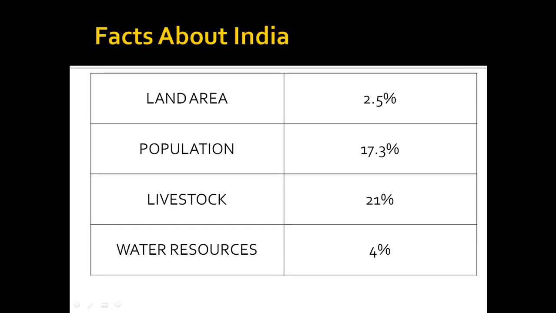Now we'll see some facts about India. India has an area of 3.2 million square kilometers, which is 2.5% of the world's land area. The population of India is 17.3% of the world population. It is now exceeding 1.31 billion. It may surpass China's population if it goes on like this. Livestock, the domesticated animals, is 21%, and water resources is only 4%. This is a very alarming situation.